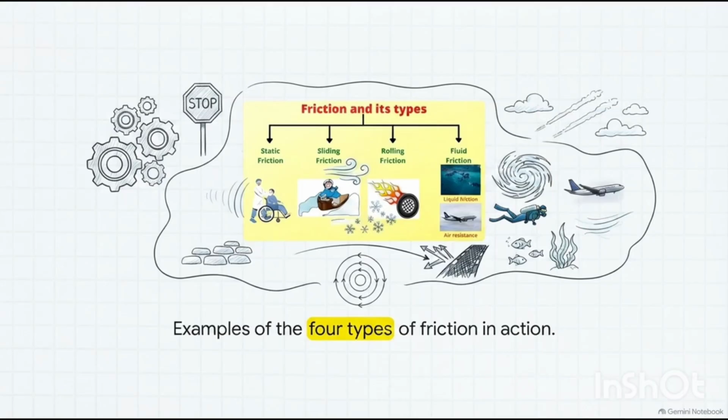You see these in action all the time. Static friction is what keeps a stationary wheelchair from just slipping away. Sliding friction is exactly what you experience tearing down a snowy hill on a sled. Rolling friction is the grip between a high-speed tire and the asphalt. And fluid friction? That covers liquid resistance, like a scuba diver swimming through the ocean, as well as the air resistance pushing against an airplane mid-flight.